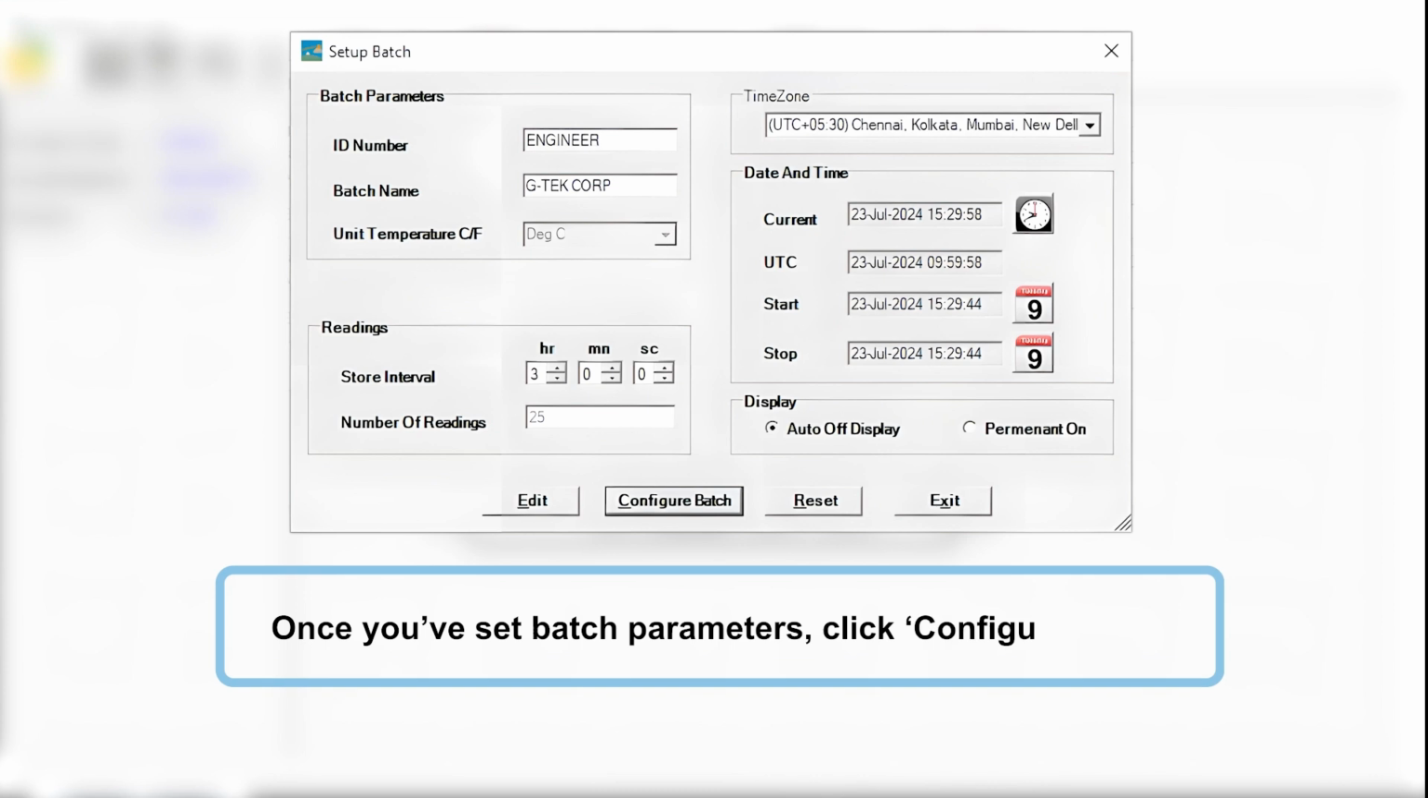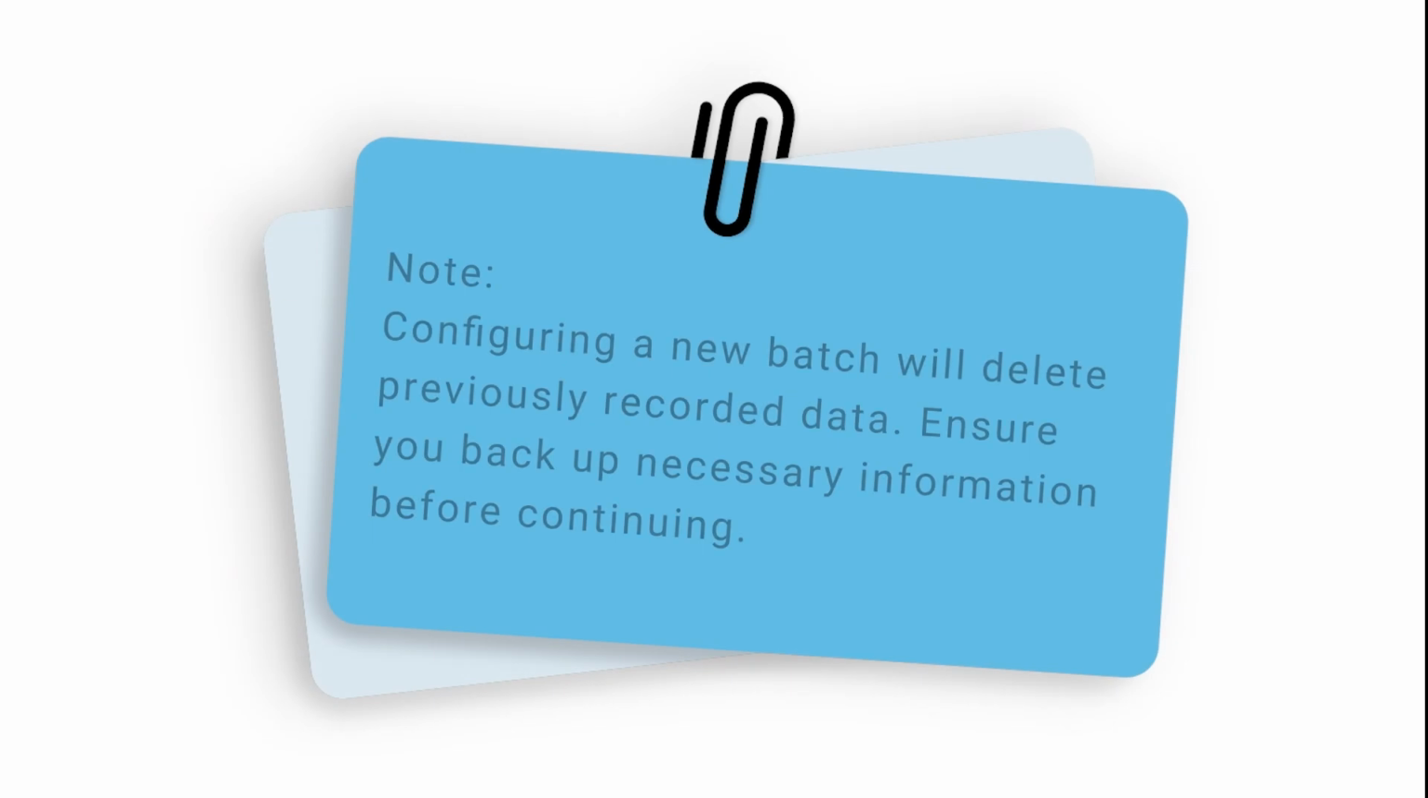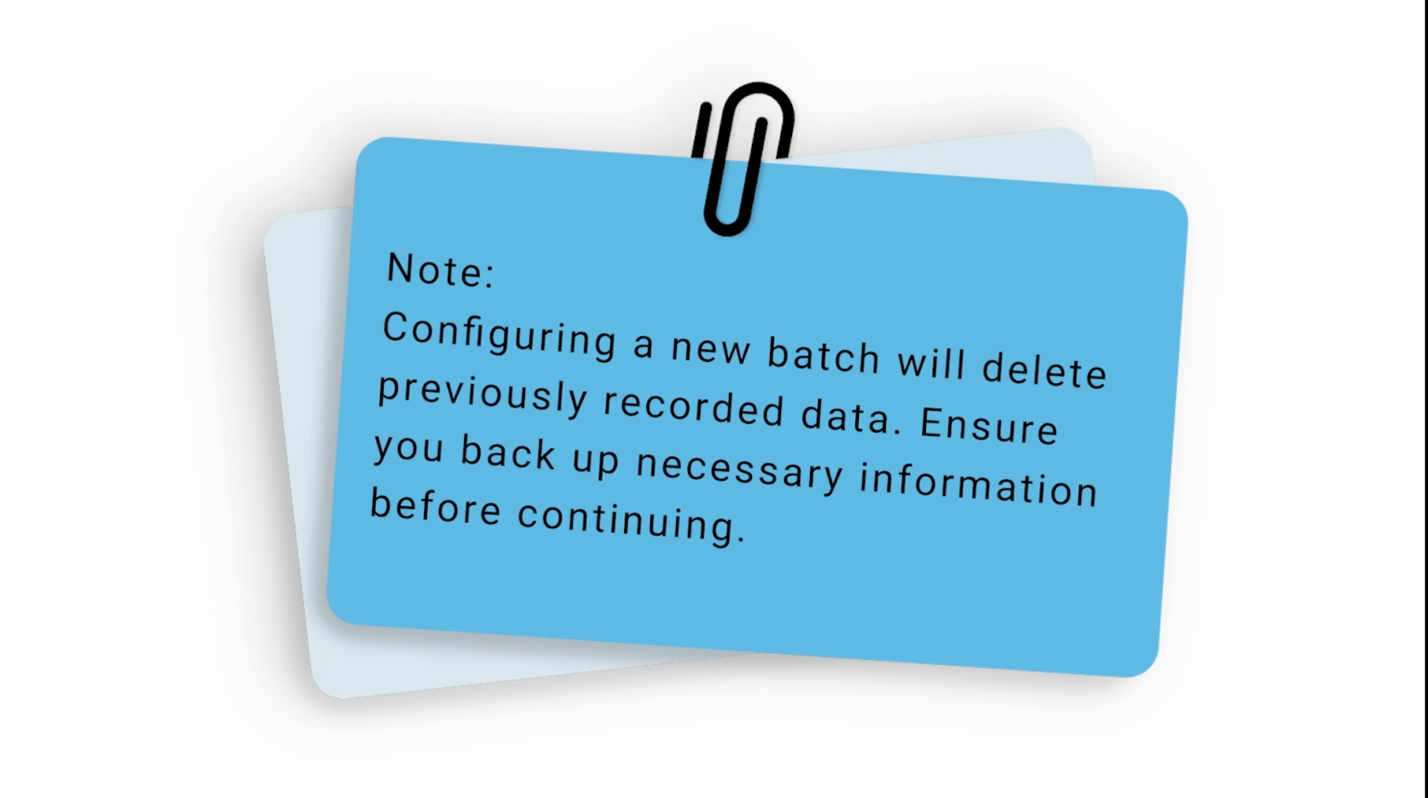Once you've set batch parameters, click Configure Batch. Note: configuring a new batch will delete previously recorded data. Ensure you back up necessary information before continuing.